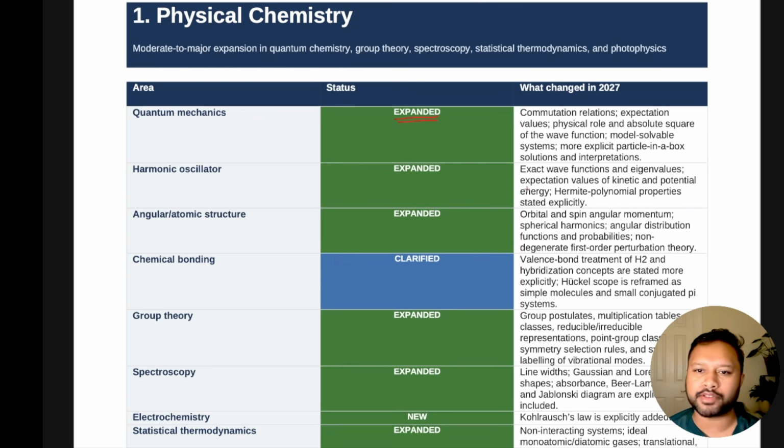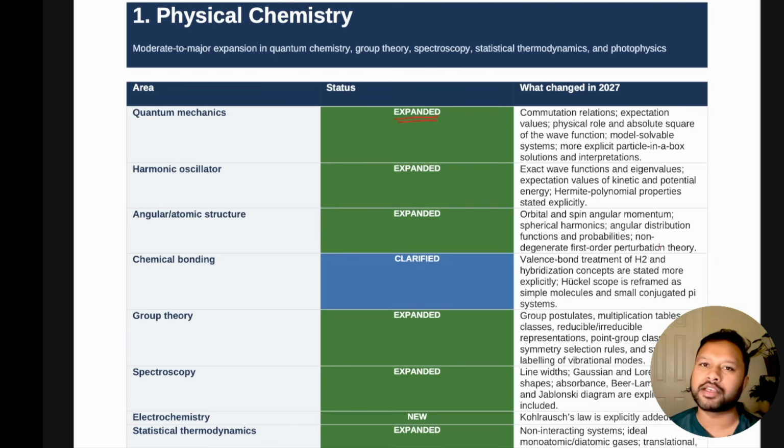Harmonic oscillator, again these topics are expanded, like exact wave function and eigenvalues, you already study it, but this time it is expanded. Expectation value of kinetic and potential energy, Hermite polynomial properties are stated explicitly. Then angular momentum and atomic structure, basically the quantum mechanical atomic structure which you study. In this, the topics which are expanded are orbital and spin angular momentum, then spherical harmonics, where you study simple harmonic oscillation, different types of it and anharmonicity and related stuff. Angular distribution functions, probabilities, non-degenerate first order perturbation.